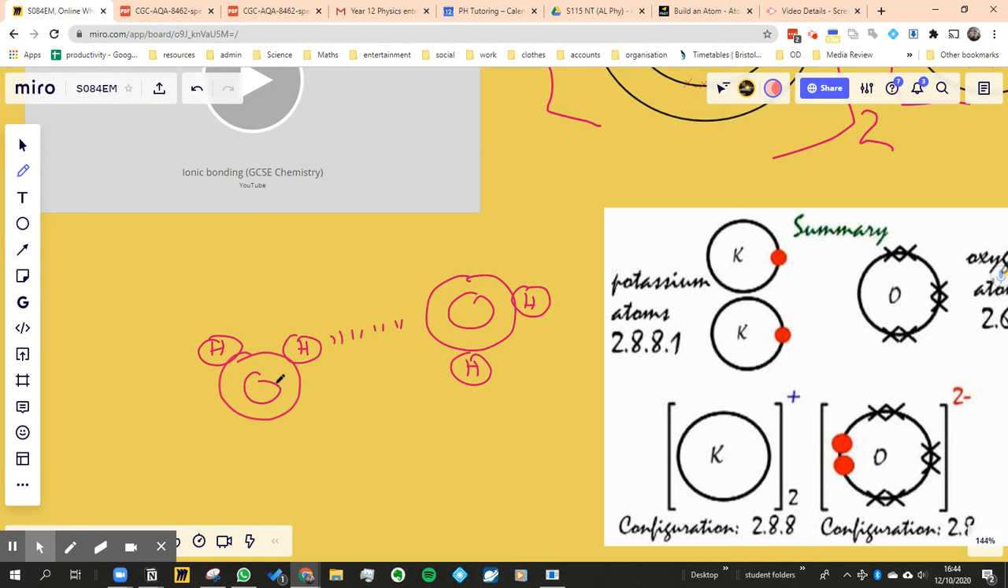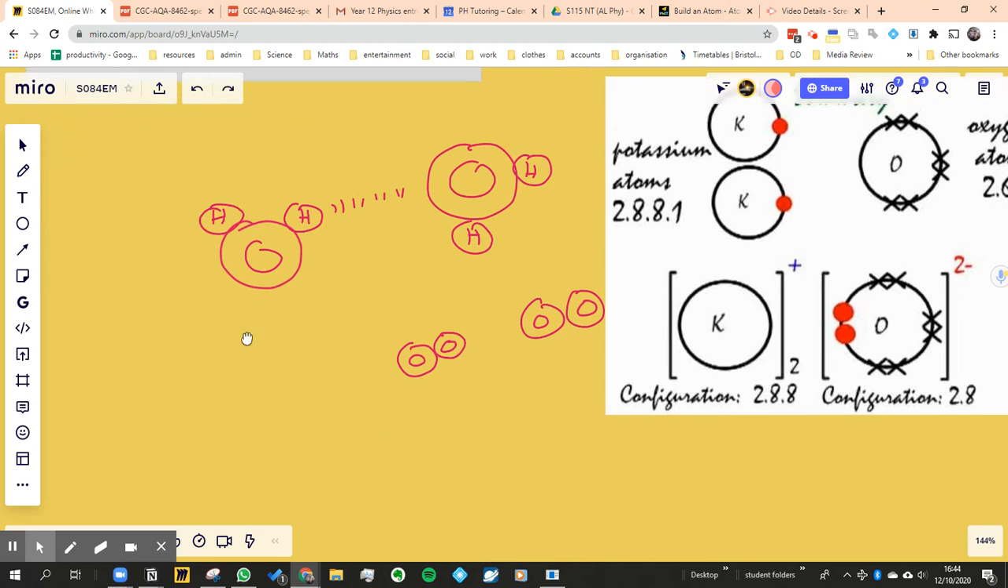So they could be an element or they could be a compound. For example, two oxygen atoms is a molecule, and that's weakly attracted to another oxygen molecule. But you won't get groups of oxygen atoms like this. That doesn't really happen. Whereas with ionic compounds, you do.